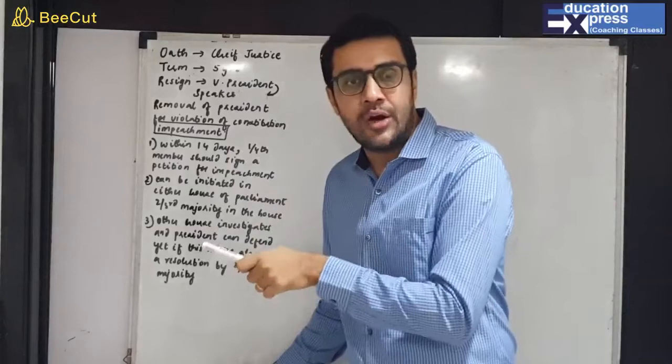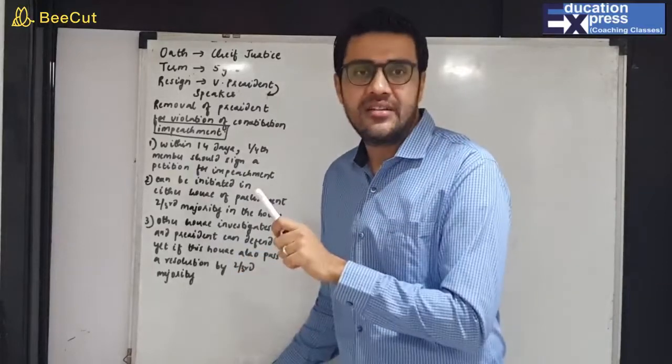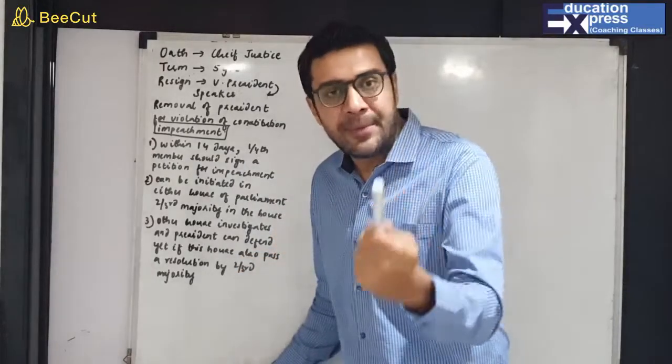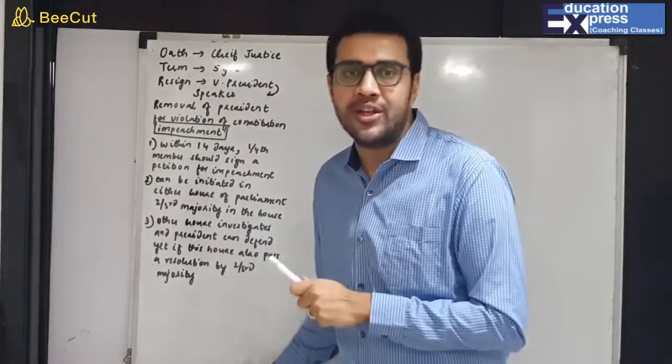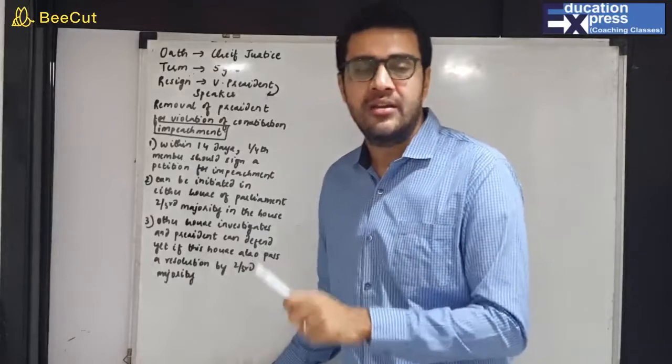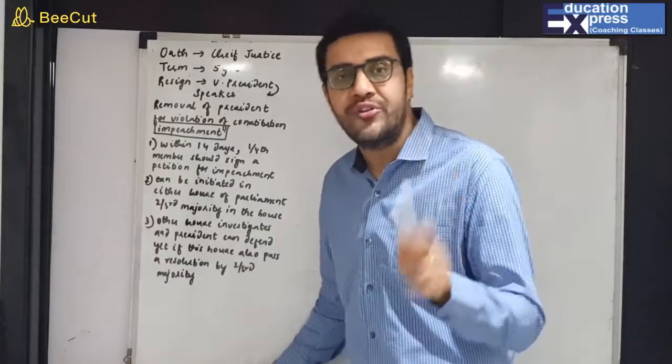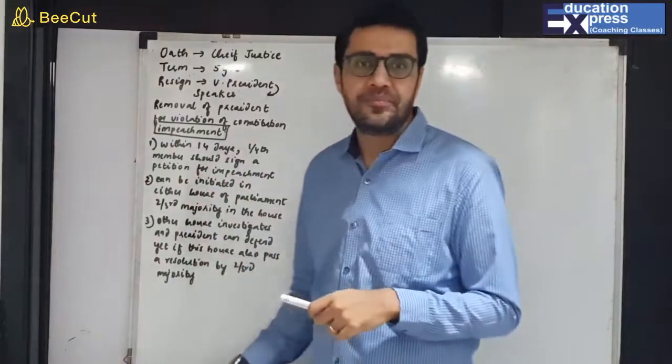Then it goes to the other house. There they will investigate that charge. There they will give the president a chance to defend his case. And if that house also passes a resolution by 2/3 majority of the members who are present and voting, then the president stands to be what? Removed. That's impeachment. Clear?